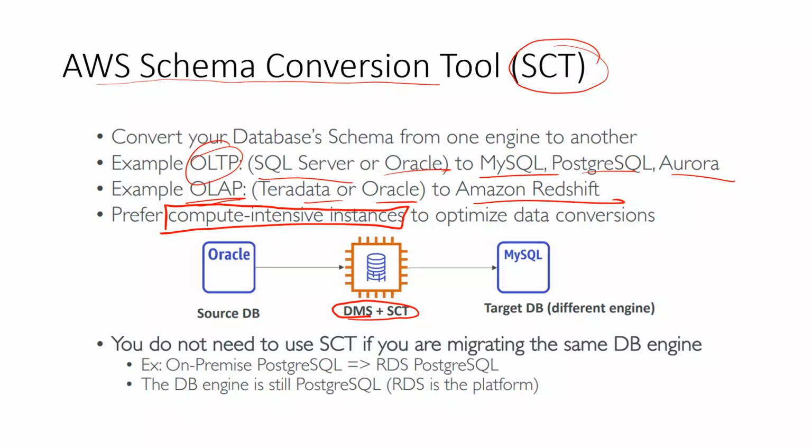And you do not need to use SCT if you are migrating to the same database engine. As I've already told you, SCT comes in handy when you are migrating from a different data source to a different data destination. If you are migrating from PostgreSQL to RDS PostgreSQL, then it doesn't make any sense, because these are the same database engine, right? So I hope that is clear.